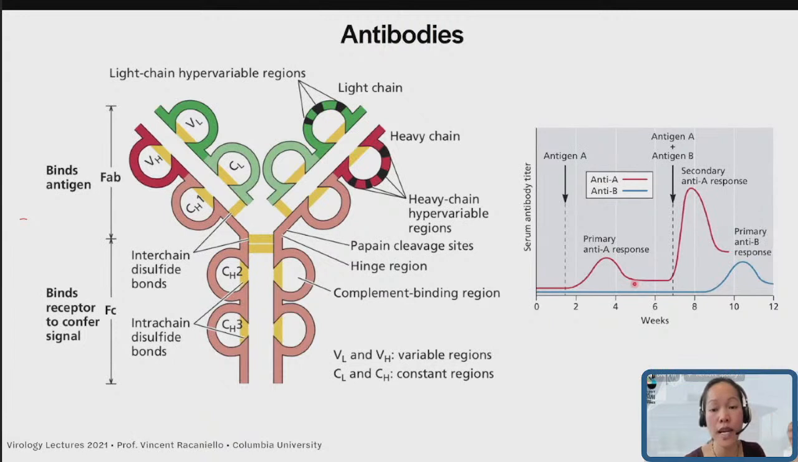So that's why, unless there is a constant exposure, hindi posible na tumaas agad yung antibody levels natin against a particular virus. So as you can see here, in the second dose, nagbigay ng antigen A and antigen B, yung secondary anti-A response caused a burst of serum antibody level, which is higher than the primary level. And this is what we expect kapag merong secondary infection or kapag nagkakaroon ng secondary booster shots. And because yung antigen B ay hindi siya na-introduced beforehand, yung anti-B response ay nagsisimula pa lang.